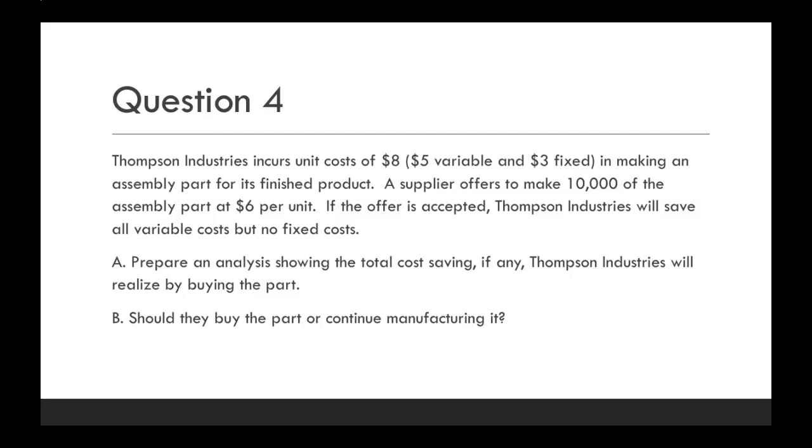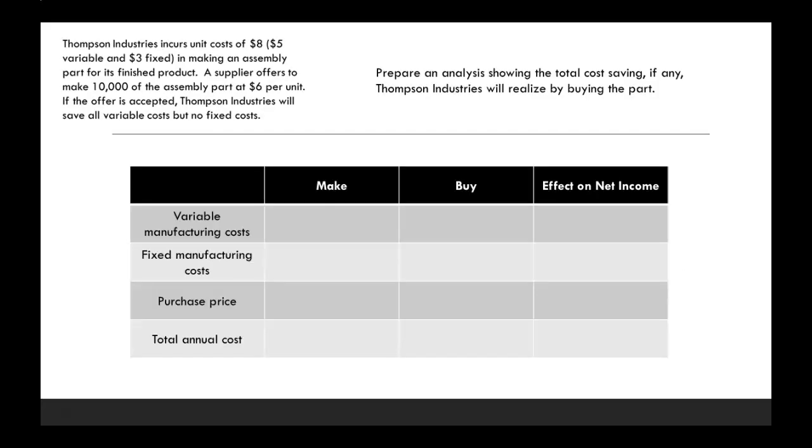Then we need to make the decision. Should they buy the part, or should they continue manufacturing it? So we're going to set up a table like this. And let's first just focus on the make column. So if we were to make these 10,000 parts, what would our cost be?